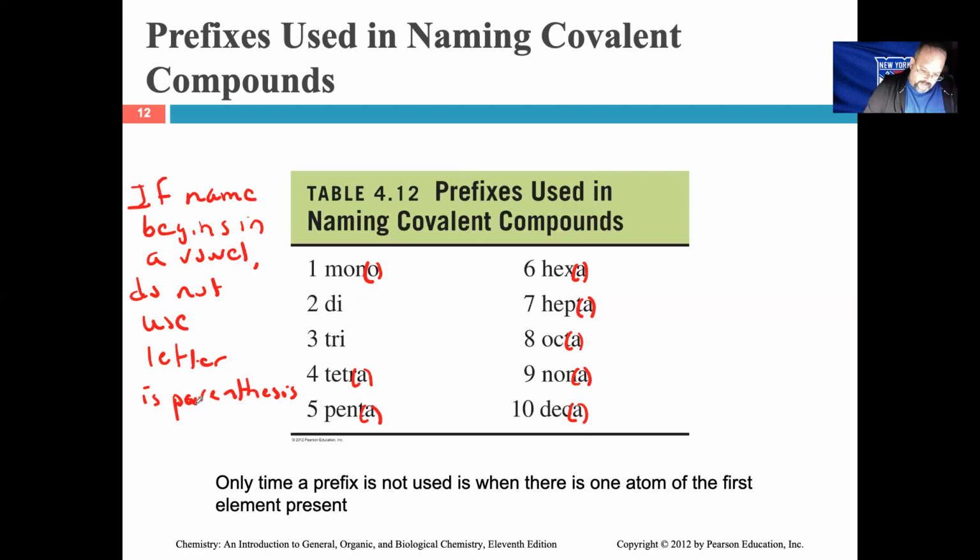So for example, if you have 5 chlorines, you would write pentachloride because C is not a vowel. So we'll include the A in the pentachloride. On the other hand, if you have 5 oxygens, then in that case, you would just have pentoxide. Not pentaoxide, but pentoxide, okay? So just a little bit about those A's and when they're used and when they're not used.